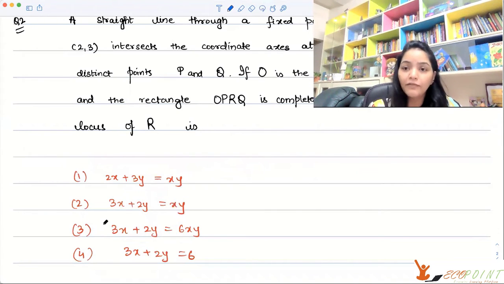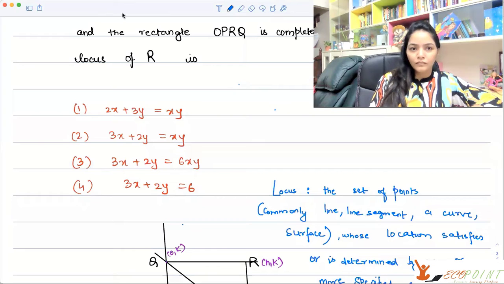okay. You have four options. 2x + 3y = xy is the locus. Or 3x + 2y = xy is the locus. Or 3x + 2y = 6xy is the locus. Or 3x + 2y = 6 is the locus. What is locus?